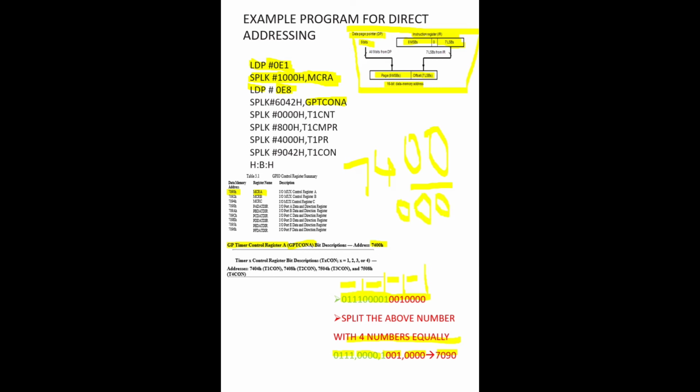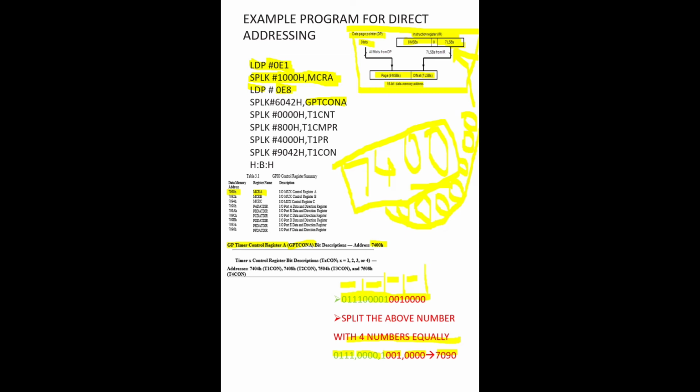That is what is going to be stored in this one. These 7 bits are going to be stored in the instruction register LSB. So along with these 7 bits, the 9 bits I have already given in the instruction, 0E8, if you add the 7 bits with 0E8 and split equally into 4 bits each, you will get the address of GPTCON A as 7400. You can do this.